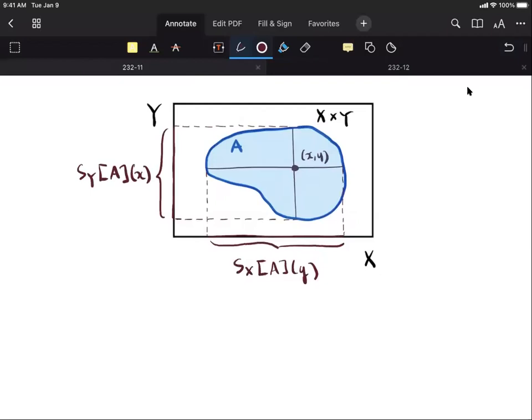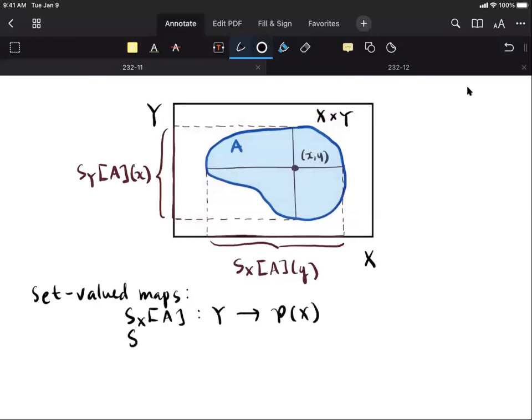So these sections, therefore, introduce set valued maps. The section on X of A takes an argument in Y, so it's a mapping from Y to the power set of X. And similarly, the section of A on Y is a mapping from X to the power set of Y.